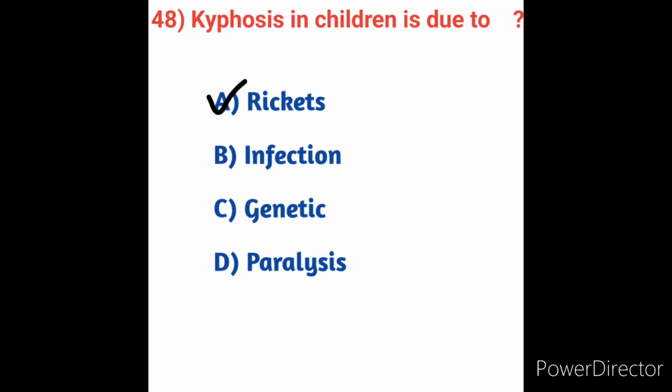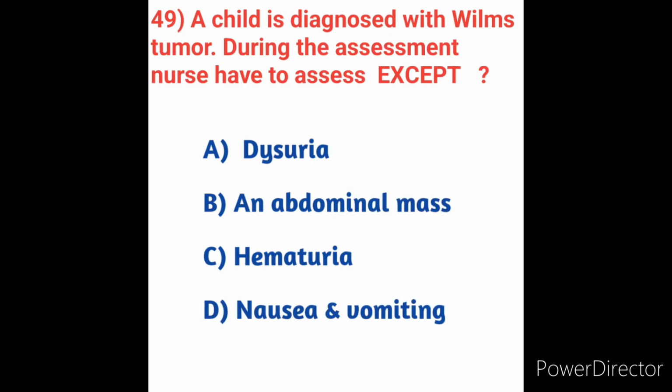Next we will move on to question number 49. A child is diagnosed with Wilms tumor. During the assessment, the nurse has to assess all except. We will see the options here. Option A, dysuria. Option B, an abdominal mass. Option C, hematuria. Option D, nausea and vomiting.